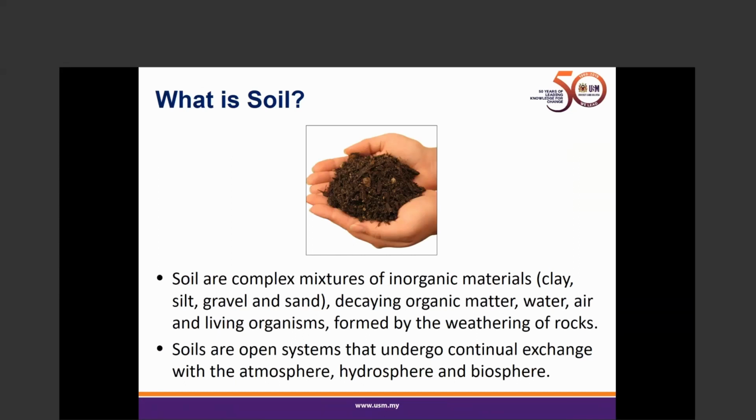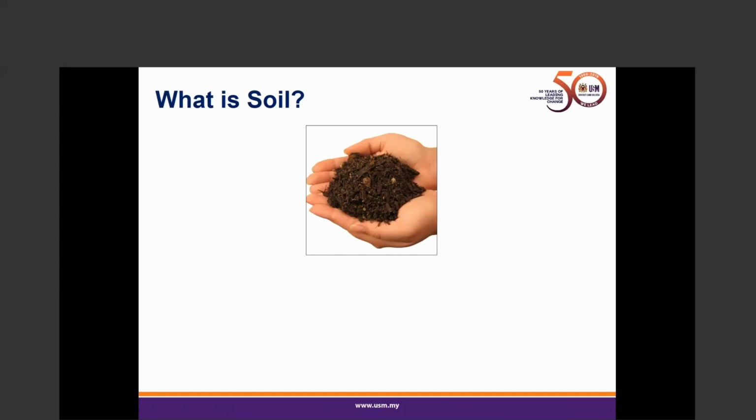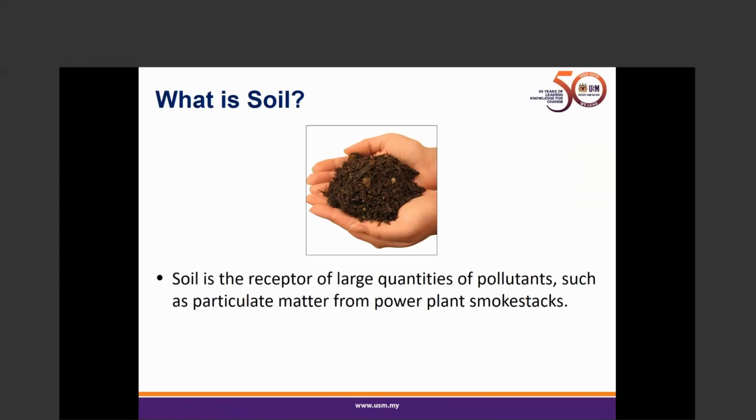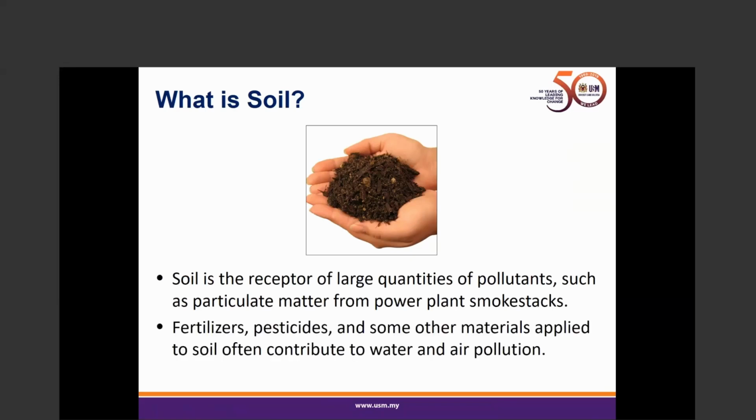Soil also has a high population of bacteria, fungi, and animals such as earthworms. The layer of productive soil on Earth's surface is extremely thin and subject to damage and erosion. So soil is the receptor of large quantities of pollutants such as particulate matter from power plant smokestacks, fertilizers, pesticides, and some other materials applied to soil often contribute to water and air pollution because these pollutants can be transported into these media.